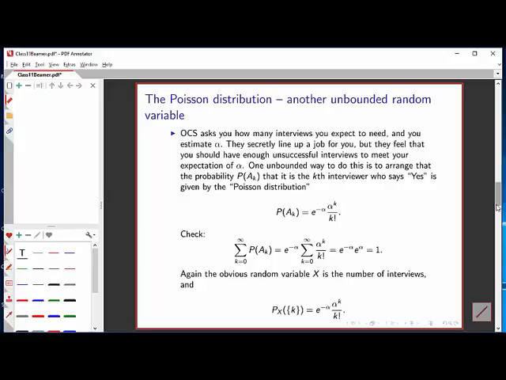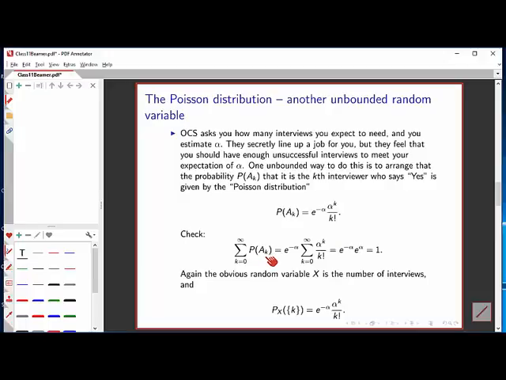How do we do this? Well, we set up the interviews and we position the successful interview as the kth interview with probability alpha to the k over k factorial multiplied by e to the minus alpha. If you've never seen this before, it looks a little bit far-fetched. If you have seen it before, you say, oh yes, a Poisson distribution. But let me check that this is right now.